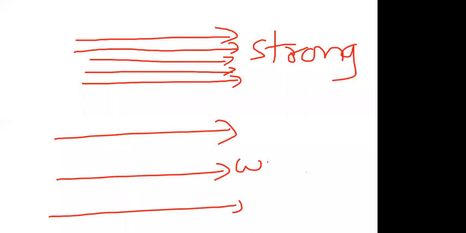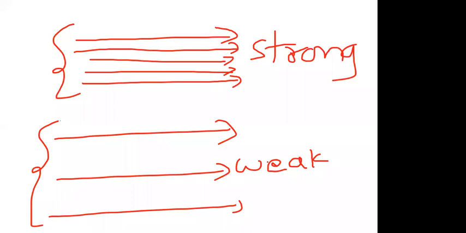How to identify a weak field and a strong field? Where the field lines are closely packed, it is called a strong field. Here the field lines are wider apart from each other, so it is called a weak field. Like that you have to analyze strong field and weak field. I hope you are clear about what is a strong field and what is a weak field. These are the properties of the magnetic field lines.